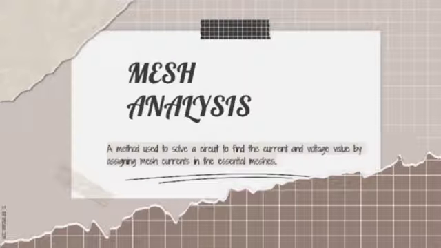In this video, we're going to explain what and how mesh analysis and mesh analysis with current source is used to solve an electrical circuit. First of all, we need to know what is mesh analysis. Mesh analysis is a method used to solve a circuit to find the current and voltage value by assigning mesh current in the essential meshes or independent meshes.